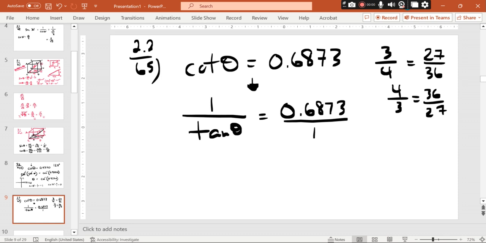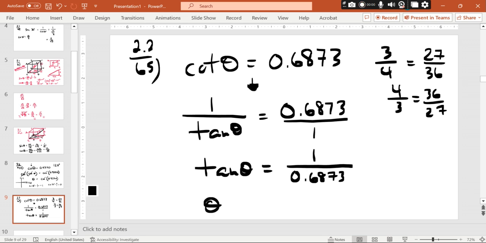Can I just take the reciprocal? As long as I take the reciprocal of both sides, is that right? What is the reciprocal of 1 over tangent? Tangent. Awesome. What is the reciprocal of blah, blah, blah over 1? 1 over blah, blah, blah. Yep. Cool. So we're going to punch that into calculators.